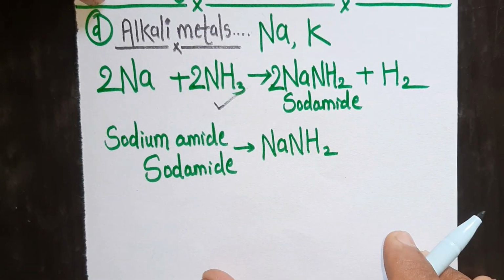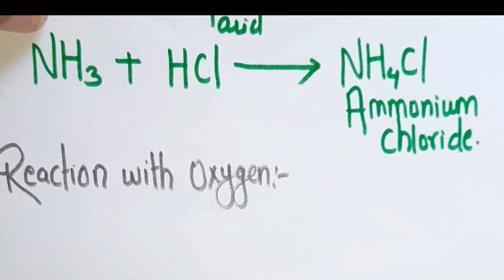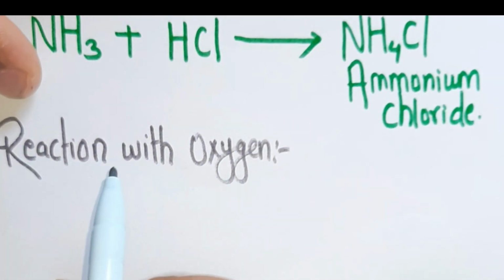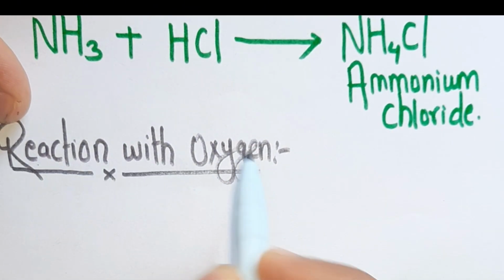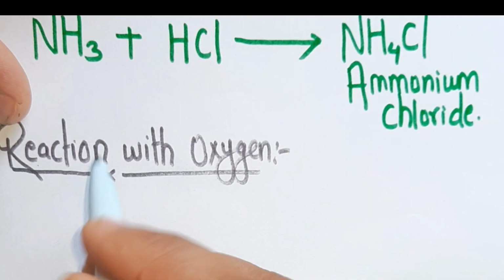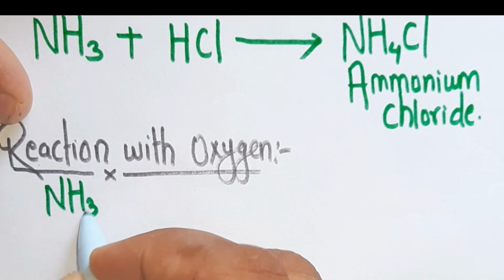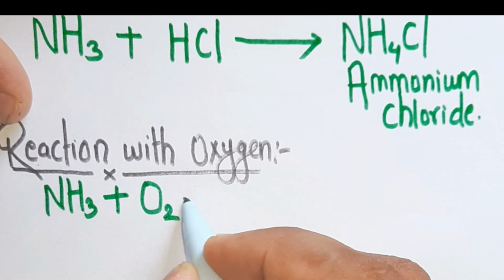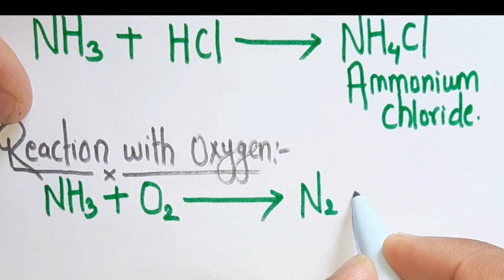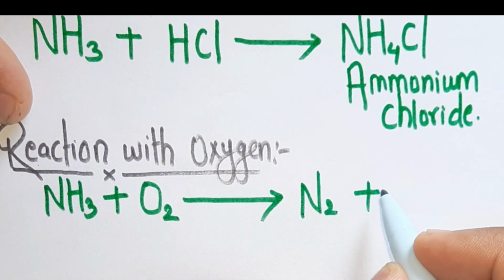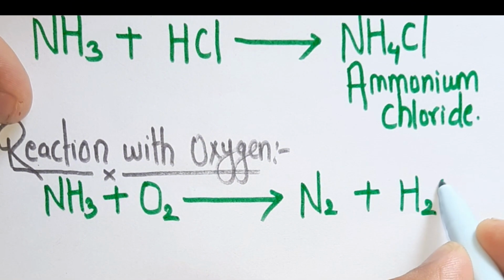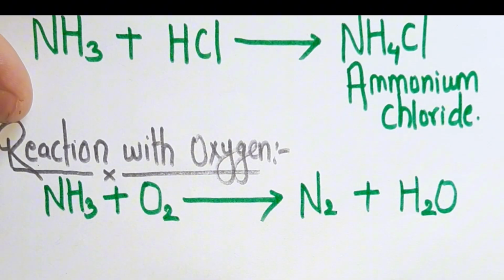Now let's move to the next topic. The last topic here is reaction with oxygen. When ammonia reacts with oxygen, what happens? It forms nitrogen plus water. Now to balance this chemical reaction, you need to understand the following.